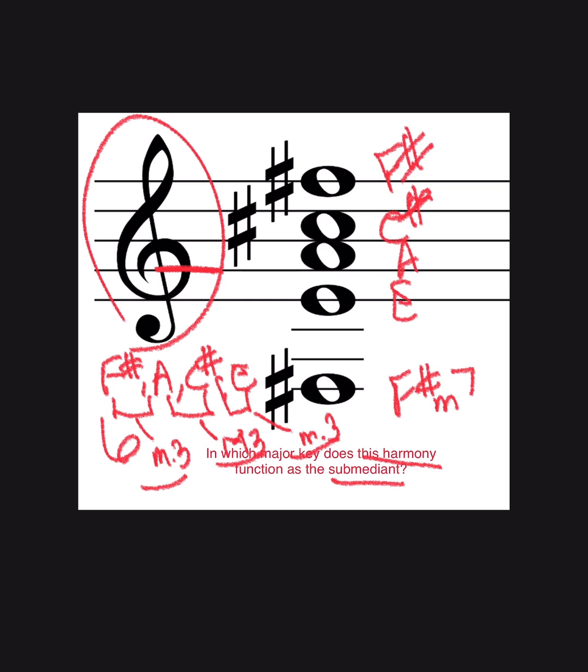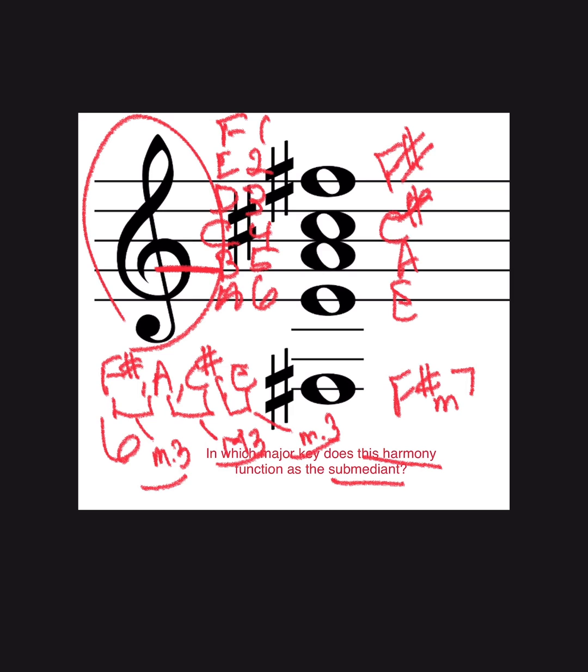Now we have to figure out in which major key does an F sharp minor 7 chord function as the 6th scale degree, or the 6th chord. The best way to do that, I think, is just to use your alphabet and count down. We'll say F is 1, and then we're just going to go backwards. So below F is an E, so that would be 2. Below that would be a D, that's 3. C, this would be 4. Below a C is a B, that would be 5. And then a 6 would be A.